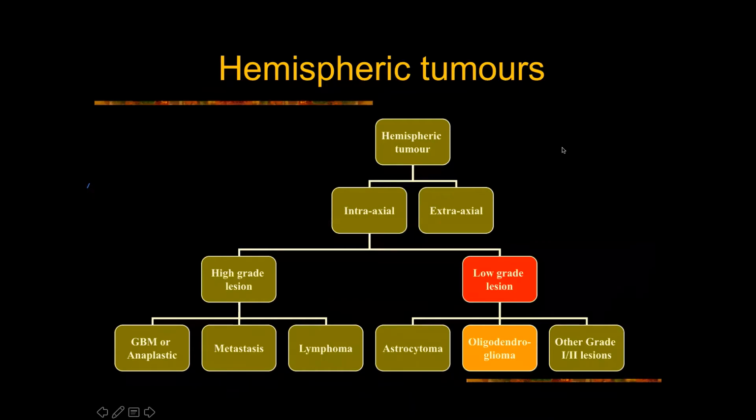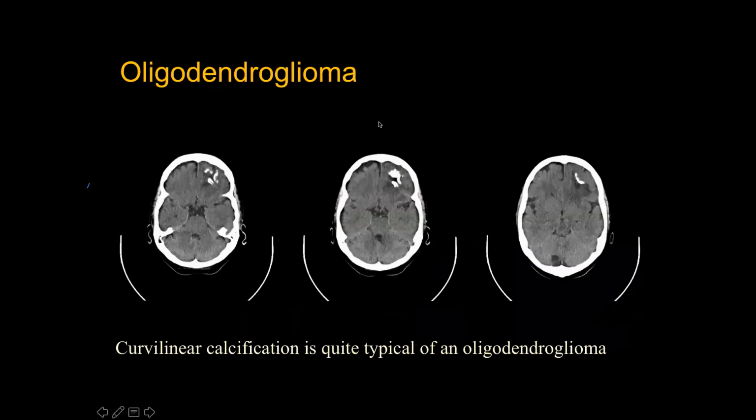Second commonest, or equally common, is oligodendroglioma. In the past, the way to diagnose it, everyone talks about curvilinear calcification. But nowadays, because we scan patients so early on in their pathway, some of them may not calcify because you catch them quite early on. But if you see all this curvilinear calcification, it's quite a good indication this is going to be an oligodendroglioma.